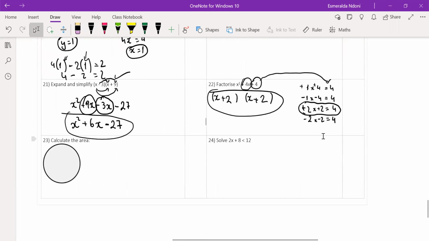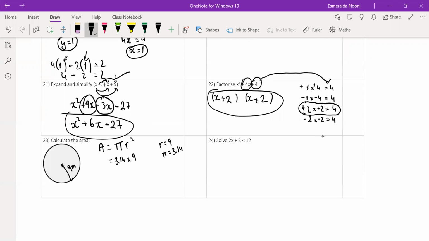Moving on to question 23. We had a radius here of 9 meters. Calculate the area. Area of a circle is pi radius squared. And we know that the radius is 9, because we can see that from the diagram. Also, we know that pi has a value of 3.14. So let's substitute 3.14 times radius, which is 9 squared. 3.14 times 81, because 9 squared is 81.